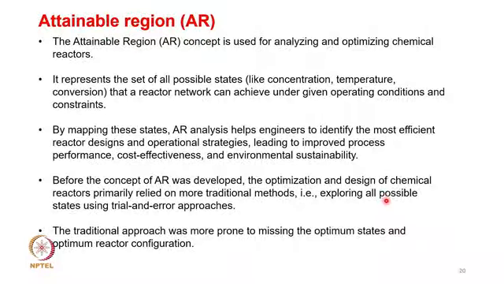Before the concept of attainable region was developed, optimization and design of chemical reactors primarily relied upon traditional methods, that is, exploring all possible states and trial and error approaches. So now let us see how attainable region helps you to do that in an efficient way. The traditional approach was more prone to missing the optimum state and optimum reactor configuration. Of course, it would have given you some results, but it would not have given you the best result. So attainable region would help you to do that.